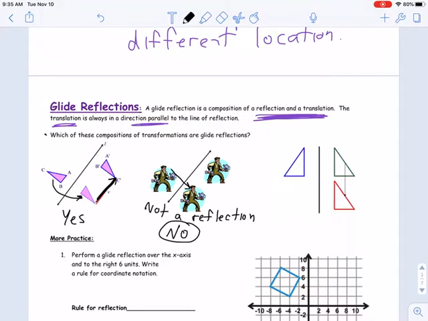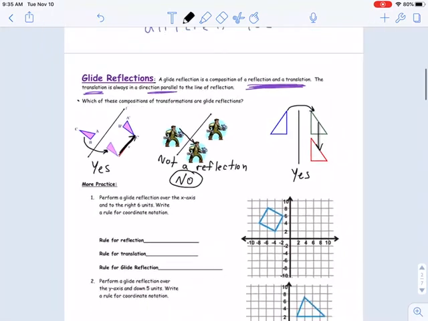And then this one, from blue to green, yes, we're reflecting, and then we're translating green to red in a direction parallel to the line, so this is another example. Cool beans. So that's just a warm-up on what a glide reflection is.